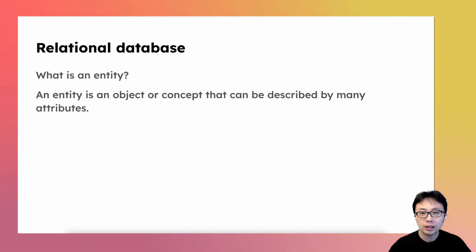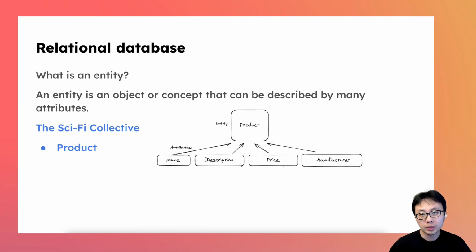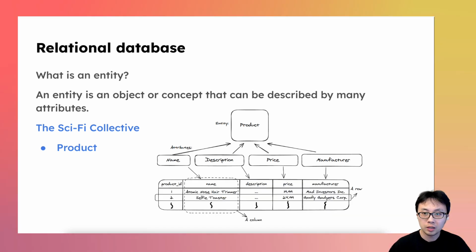Suppose that we are running an online store called the Sci-Fi Collective that sells sci-fi products such as a time machine that takes you back only 5 minutes in case you forget your keys. Products sold by the Sci-Fi Collective are entities, and each can be described by at least 4 attributes: name, description, price, and the manufacturer. When we map products to a table in the database supporting the online store of Sci-Fi Collective, the 4 attributes will be mapped to 4 individual columns, and each product will be represented as a row in this table, like what you see here on the screen.